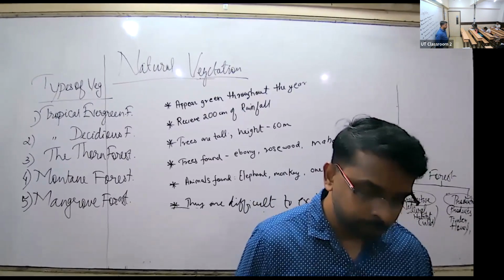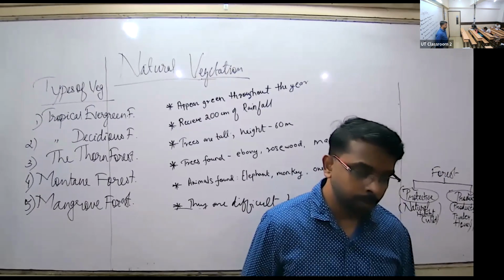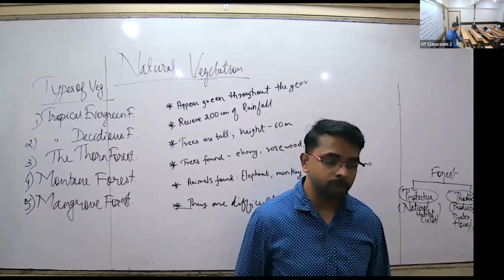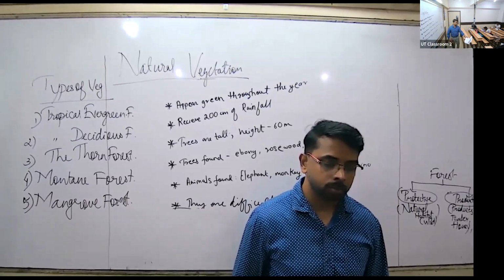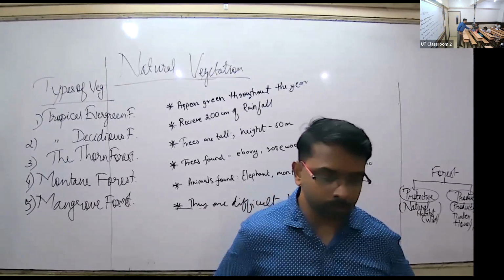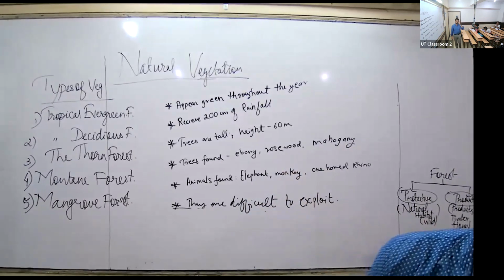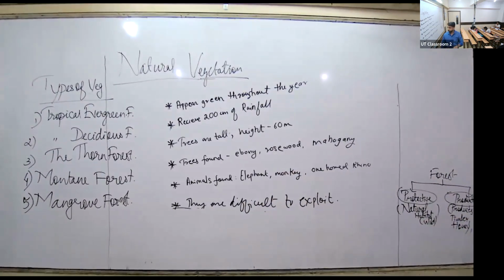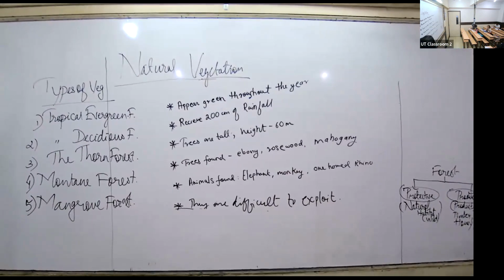Main species found. Everyone, carefully write the spelling: mahogany, ebony, and rosewood. Mahogany, ebony, and rosewood. Oh, you have written. She has written. You can copy down from her.